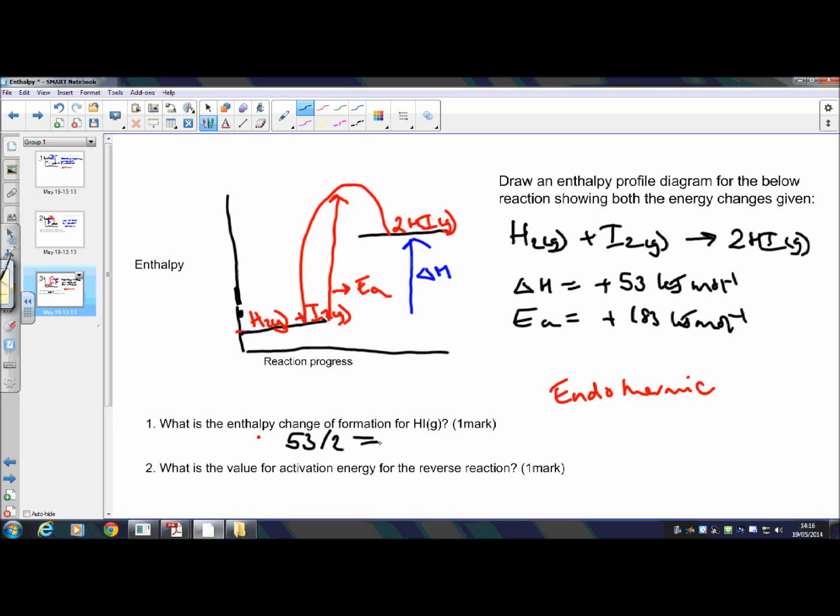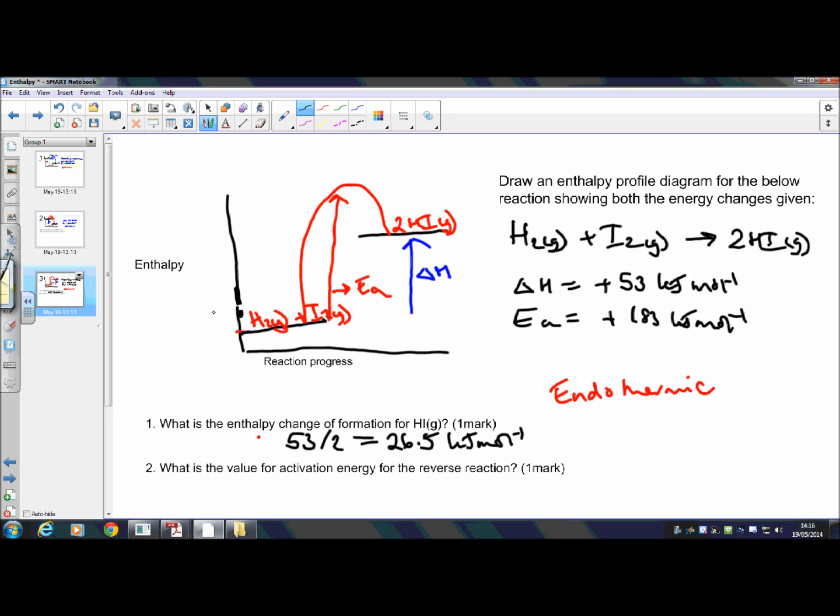So 53 divided by 2 is 26.5 from my recollection. So 26.5 kilojoules per mole, okay, for the formation of HI. So just beware that you don't just give this value here. You've got to look at the number of moles, and if they're asking you for the enthalpy change of formation, and this is in 2 moles, you've got to divide the number given to you here.